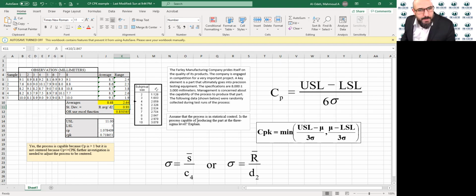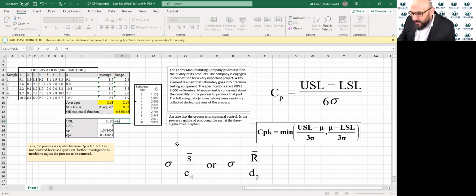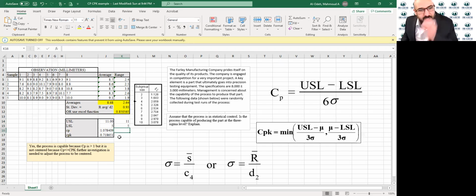The upper specification limit is 11 and the lower specification limit is 5, and this came from the question here, 8 plus or minus 3. So 8 plus 3 is the upper specification limit, and 8 minus 3 is the lower specification limit. And again, this is given. It's not that we calculated it.